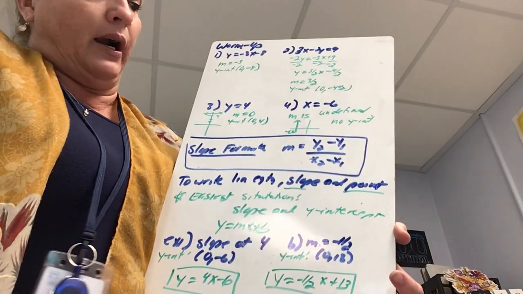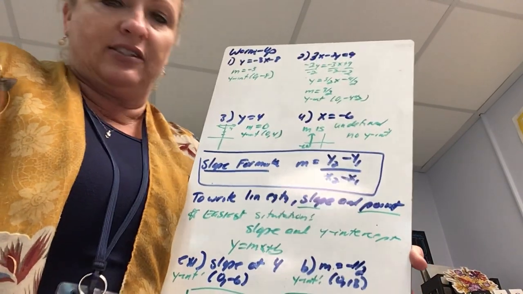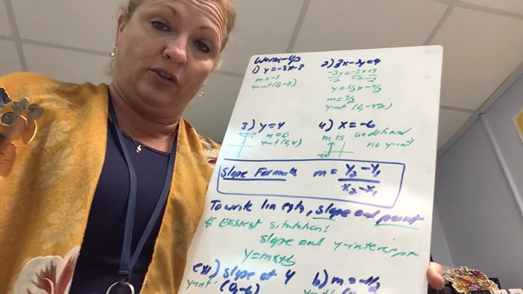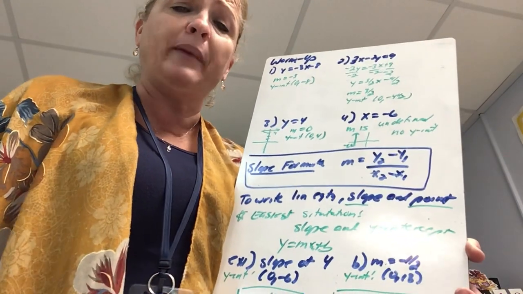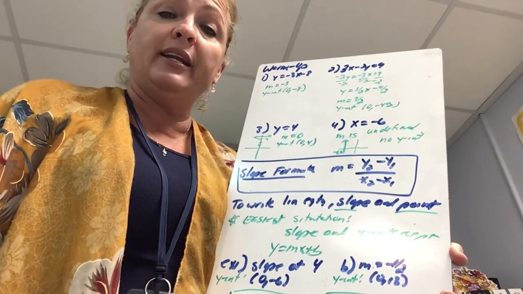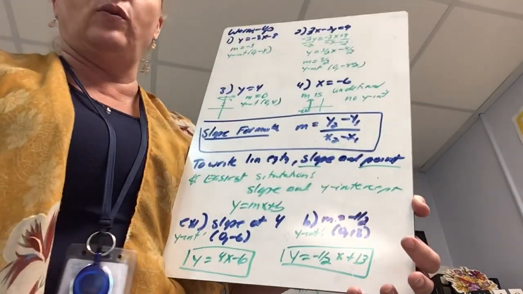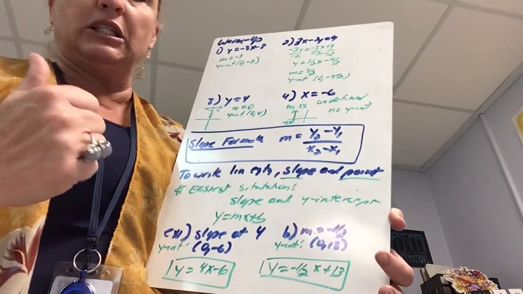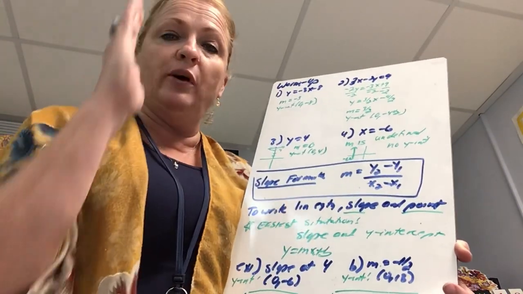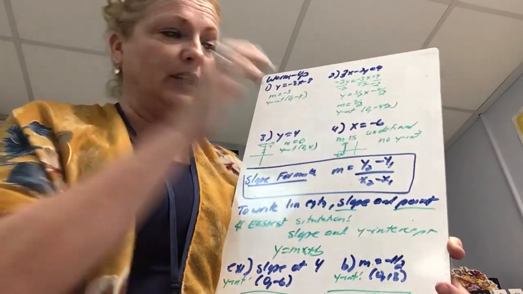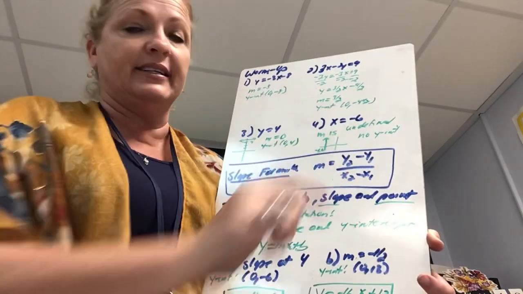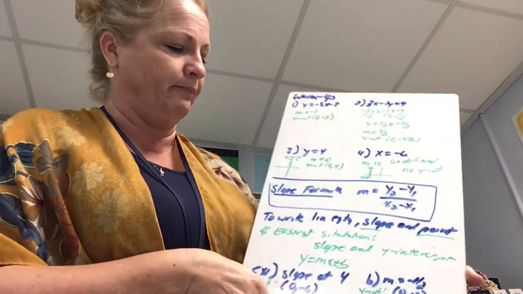Okay, number 4. x equals -6. Hopefully you're thinking, all right, that's a special case. And it is. Remember, it's a vertical line. Sometimes it helps me to graph it to see it. So I graphed it, but that doesn't answer the question. The question is, find the slope and the y-intercept. The slope of a vertical line is undefined, and it does not cross the y-axis.